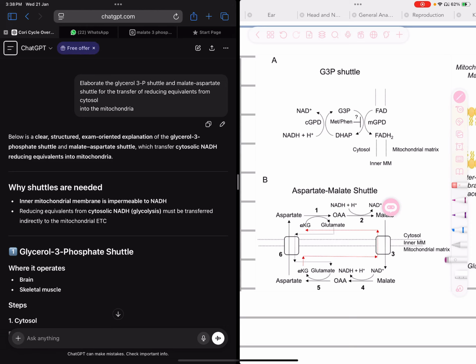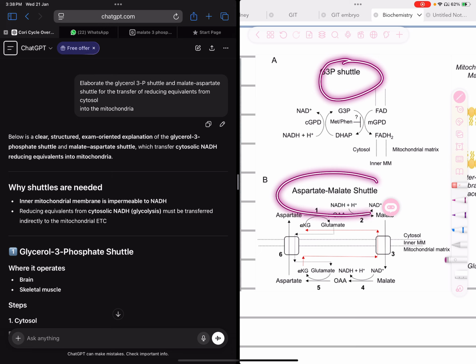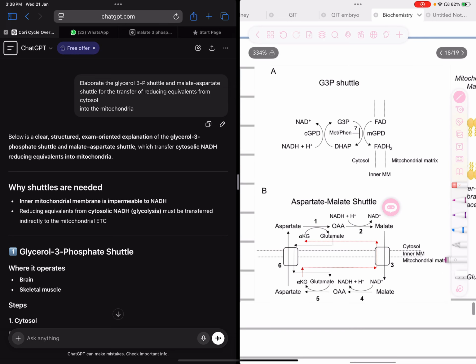Hi everyone, so right now we're going to be talking about glycerol 3-phosphate shuttle and malate aspartate shuttle. This is for transfer of reducing equivalents from cytosol into the mitochondria. Now, first of all, why are these shuttles needed?